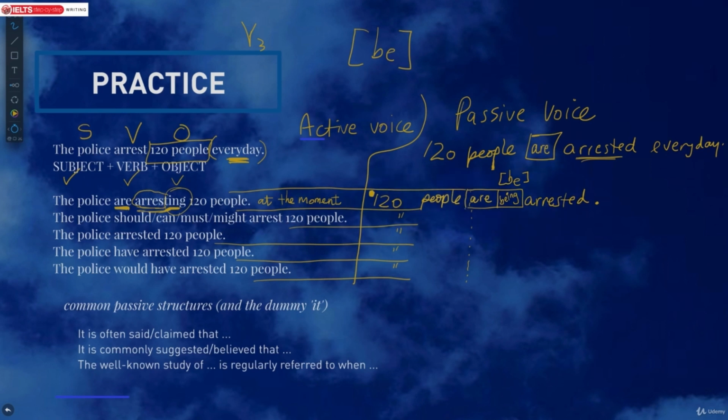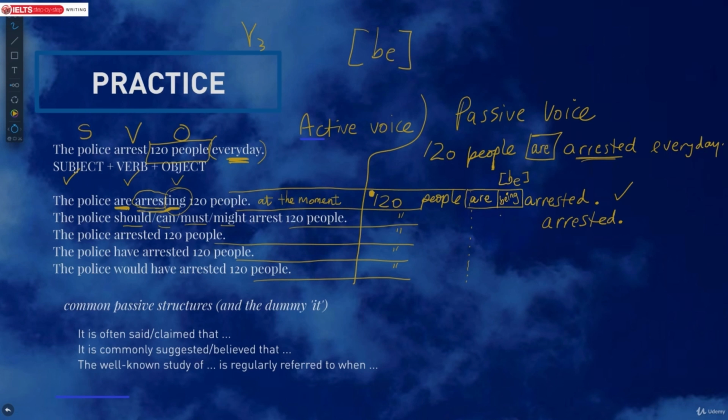B-E-I-N-G. So 120 people are being arrested. Great. Let's do this one. 120 people should, can, might, must arrest 120. The police might, could, should, can, will, may, all of those auxiliary modal verbs. Arrested stays the same.